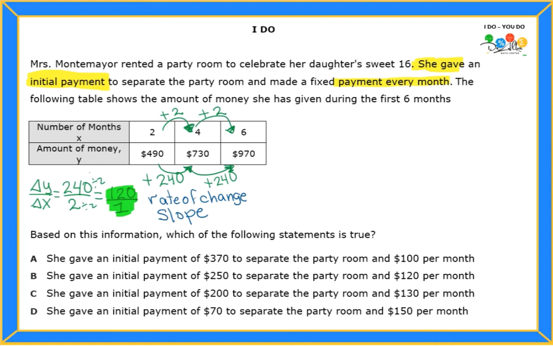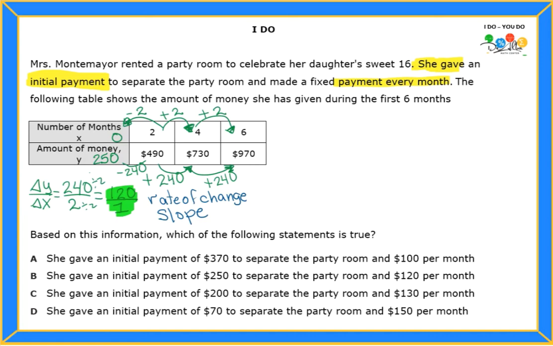So instead of saying plus 2, I'm going to go backward. And the opposite of adding is subtracting. And 2 minus 2, I get a 0. And now you're going to do the opposite. Instead of adding 240, I'm going to take away 240. And I will get 250. Very good.